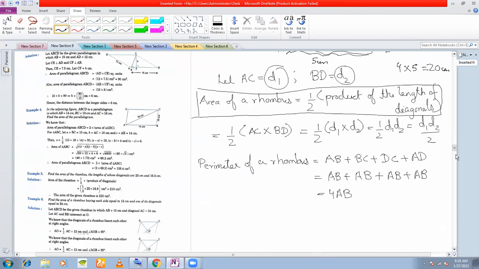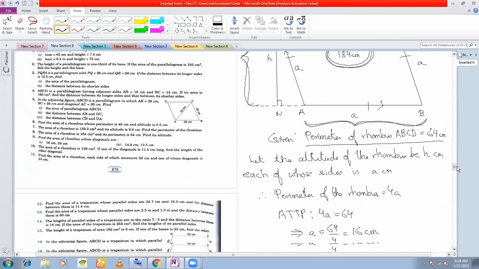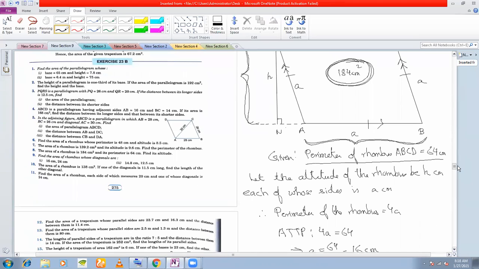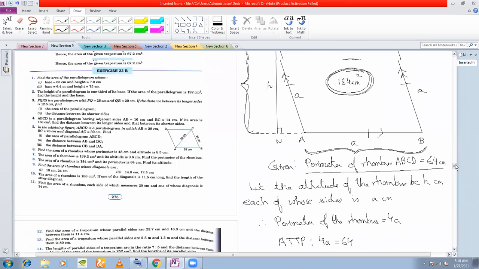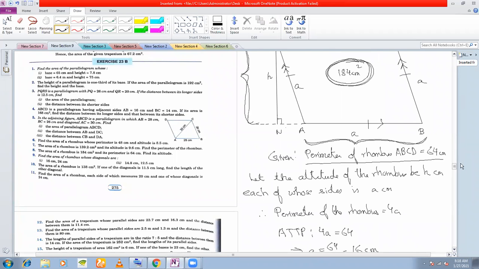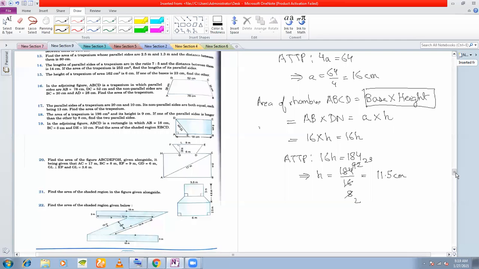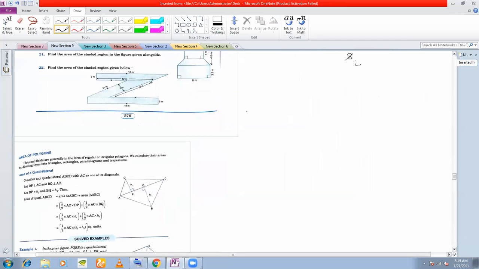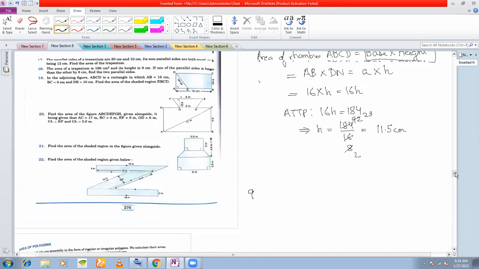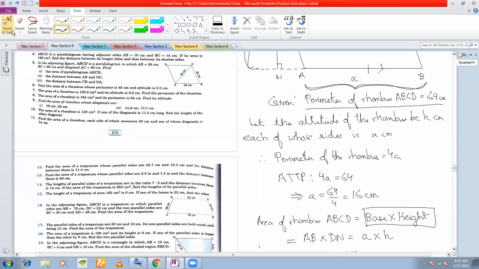Let us now move on to the exercise that we have. In the last class, I had already worked out problem number 8 for you. Today I'm going to work out 9.1 as an example for the area of a rhombus, and for the area of a trapezium also. So number 9.1. Fine, let me just erase this.